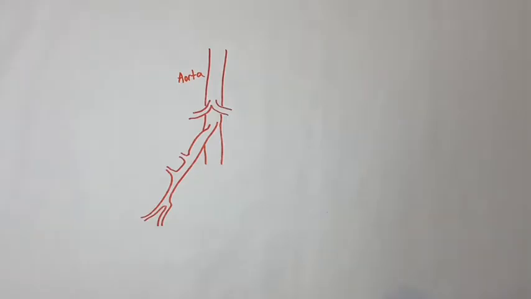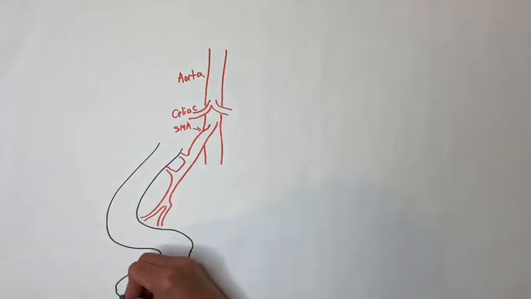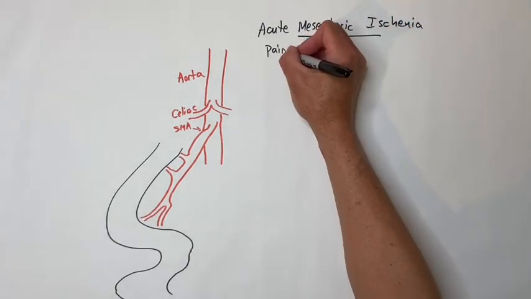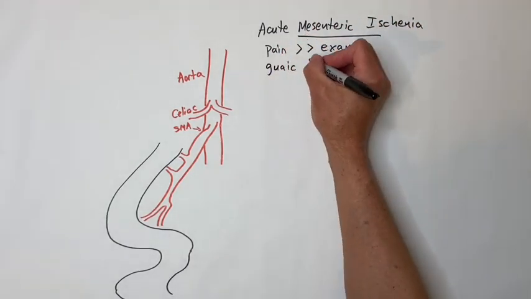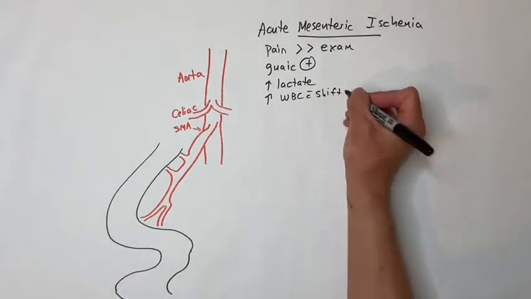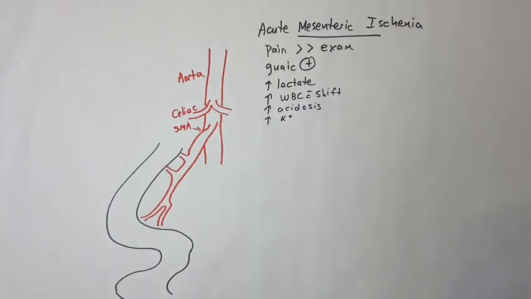Small bowel acute mesenteric ischemia is good to know about. The blood supply to the small bowel is the SMA. Clinical and radiographic findings of acute mesenteric ischemia include sudden onset of pain out of proportion to abdominal exam, guaiac-positive stools. Labs will show elevated lactate, leukocytosis with a left shift, and acidosis with hyperkalemia if the bowel is dead and cells are leaking.